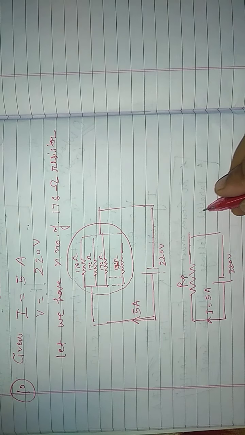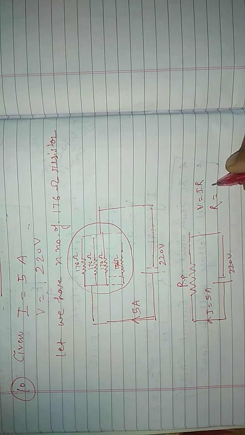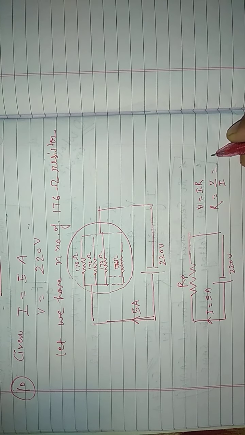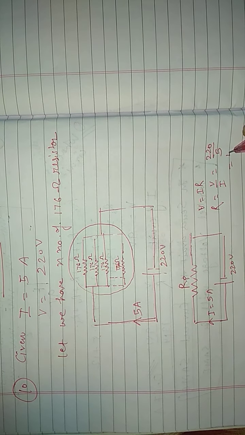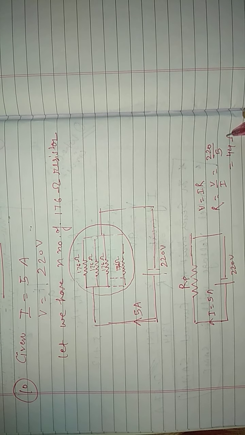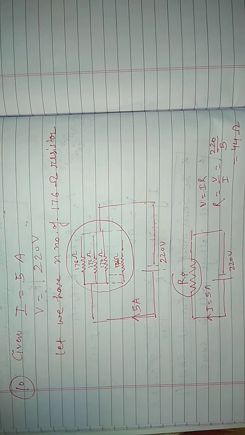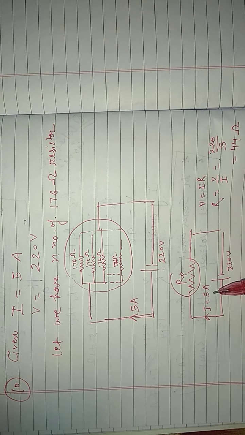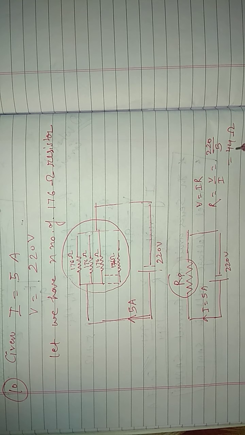So from Ohm's law, V equal to IR. What is the value of R? V upon I. V is 220 volt and I is 5. So the value will be 44 ohm. So the total resistance to carry a 5 ampere current at 220 volt will be 44 ohm.